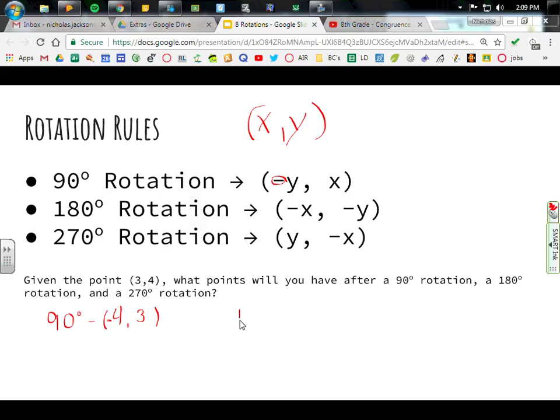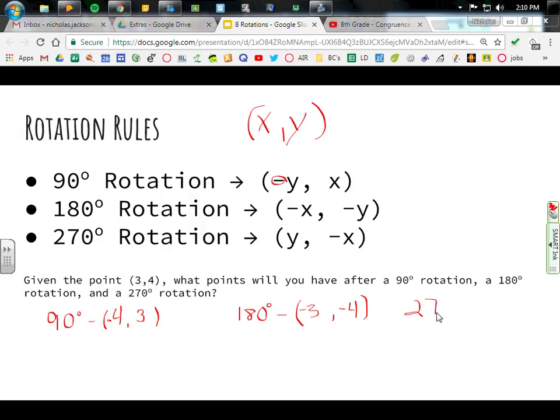All right, for a 180-degree rotation, the x and the y stay where they were to begin with. So our point is still in the order of (3, 4). But both numbers become their opposites. So this will become (-3, -4).